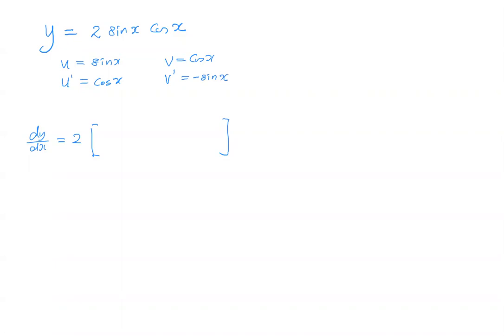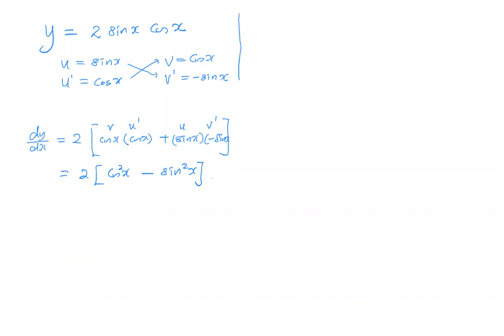Okay, so product rule, cross multiply and add up. So cos x, this is your v. Your u prime is cos x, plus your u is sin x, and your v prime is negative sin x. So this will be cos square x, take away sin square x.